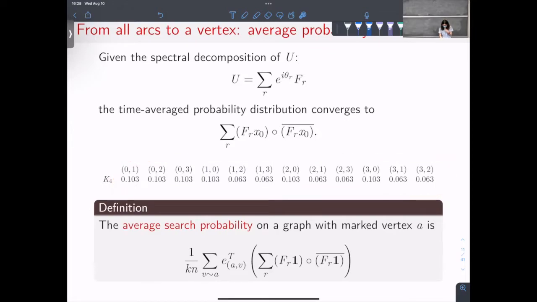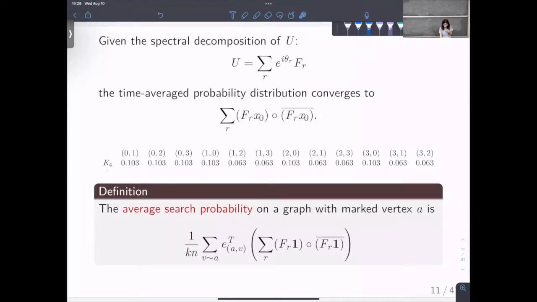You can see if I mark the first vertex 0, 1, then the corresponding arcs, including this one, will receive a much higher value than the others. And what about the probability of landing on this marked vertex? Then we define this vector of arcs, and then take out the outgoing arcs of the marked vertex, sum this up, and divide it by the normalization factor. So that is called the average search probability.